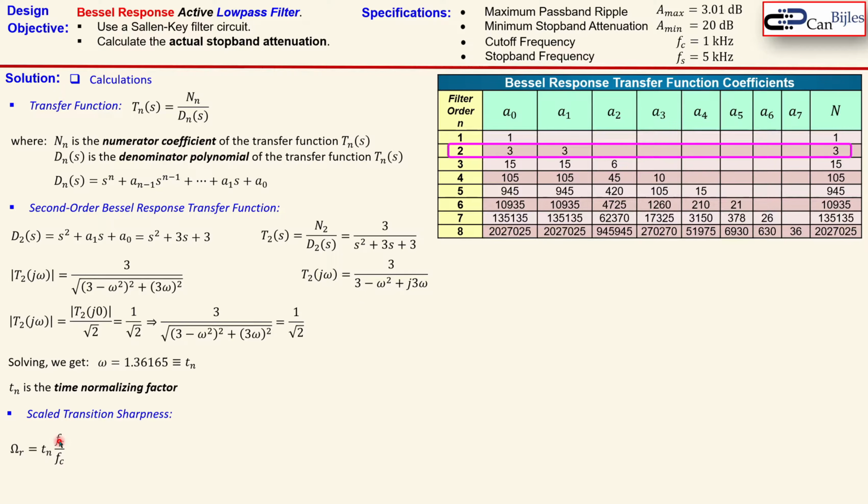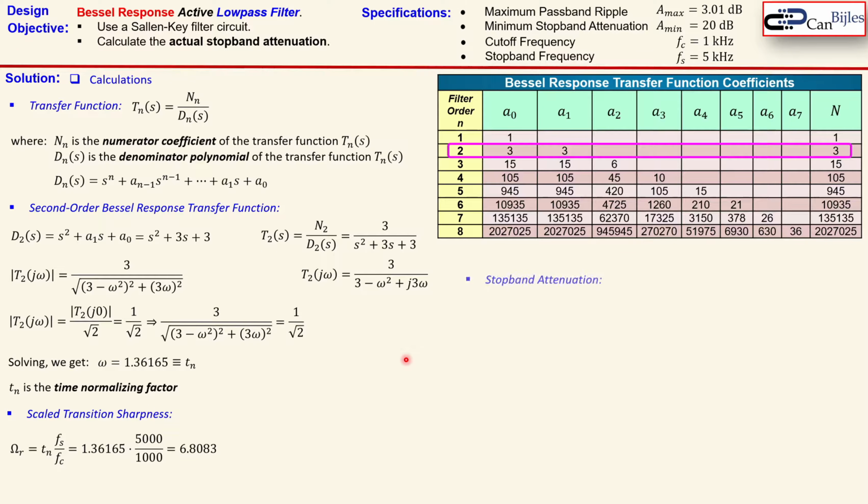Next up is the scaled transition sharpness that is given by the capital letter omega sub r, and that is now defined as the value we already know, which is fs over fc, which we call the small letter fr. Now that will be multiplied by this time normalization factor. So it will be this 1.36 etc. times this 5. We'll get here approximately 6.8. Now what do we do with this value?